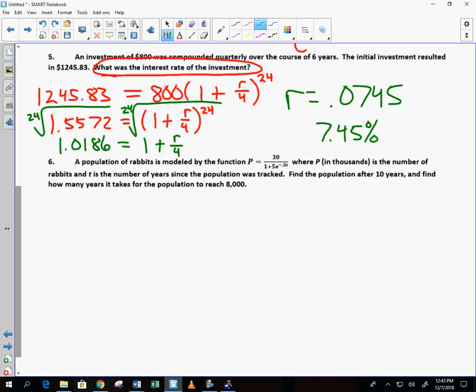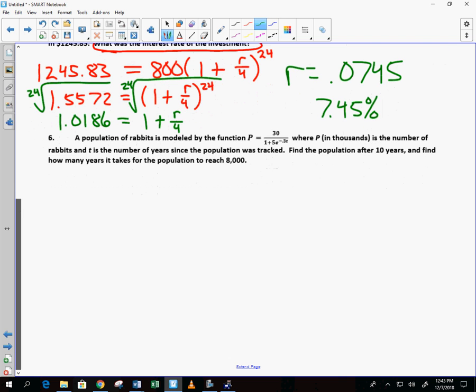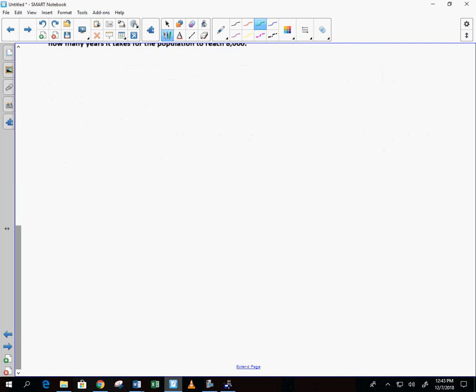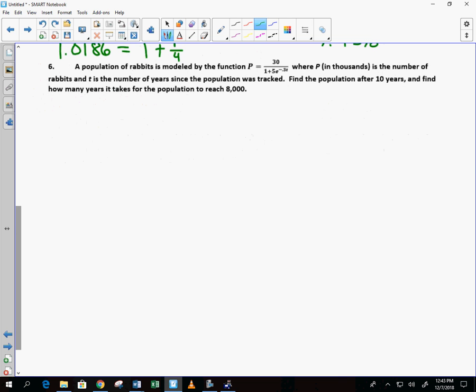Not too bad, huh? All right, last example. Population of rabbits modeled by this function right here. Looks crazy. P is measured in thousands, and it's the number of rabbits, and time, or T, is the number of years the population was tracked. Find the population after 10 years, and find how many years it takes for the population to reach 8,000.